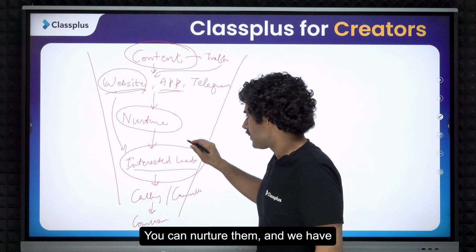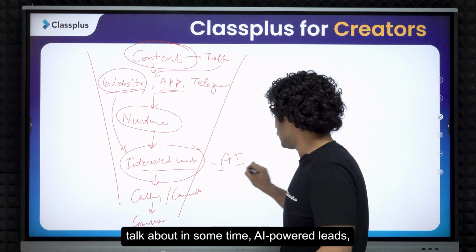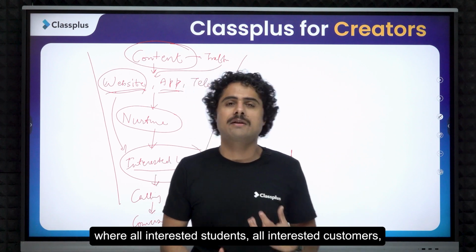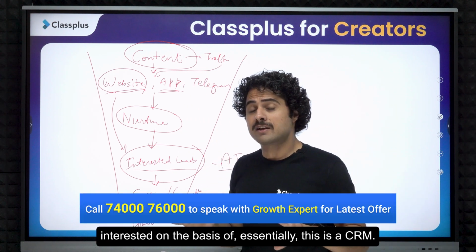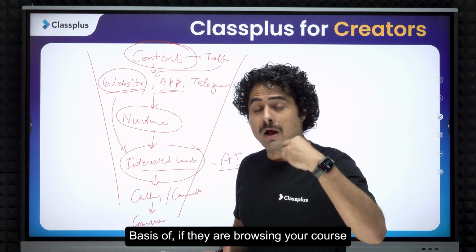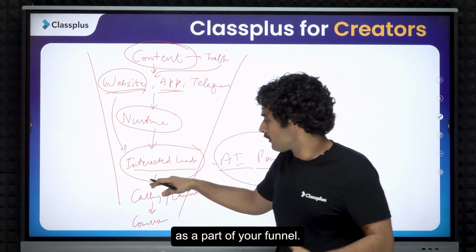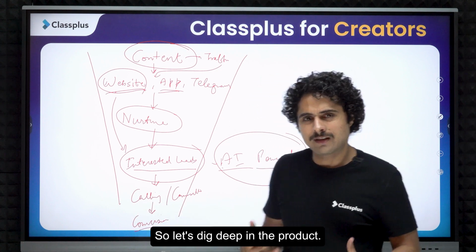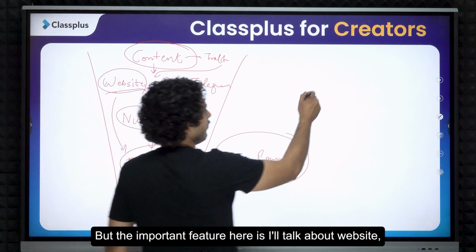You can nurture them, and we have a feature called AI powered leads, which I'll talk about in some time. With AI powered leads, you get visibility of all interested students and customers. Essentially this is a CRM, based on whether they are browsing your course or trying the payment. You get all this as a part of your funnel. And obviously you can do counseling and leads to conversion. So let's dig deep into the product.